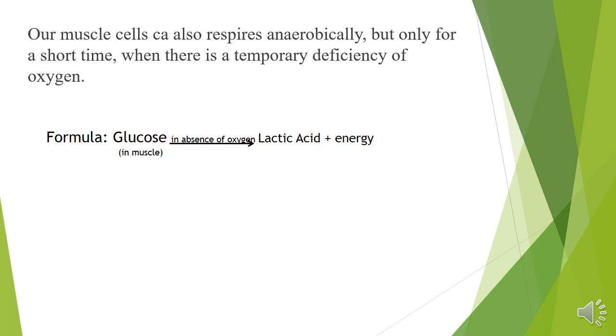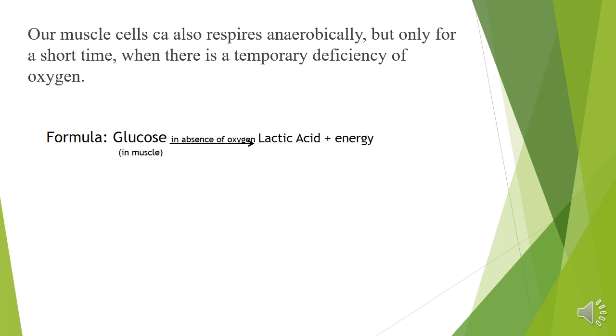Even human muscles can respire anaerobically, but only for a very short time, when there is a temporary deficiency of oxygen. Why is there a deficiency of oxygen? Because whenever we do heavy exercise, the demand for energy is high, but the supply of oxygen is very limited. Therefore, anaerobic respiration takes place to fulfill the demand for energy.